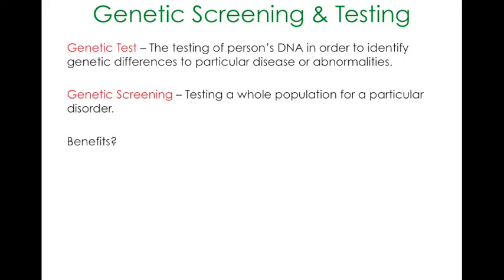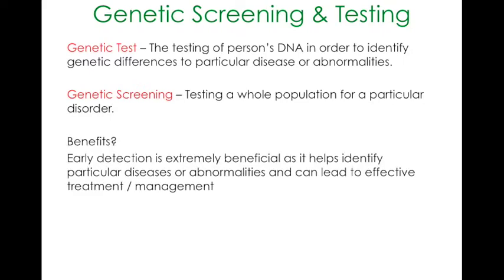Some of the benefits of this: it's important to screen and test for certain genetic conditions because early detection is beneficial. It helps identify those diseases, and then it can lead to effective treatment or management. If parents can figure out whether or not their child has PKU from birth, they can then manage their diet and figure out ways of minimizing the effects of phenylketonuria.